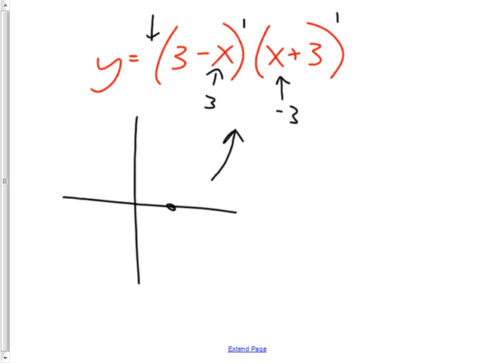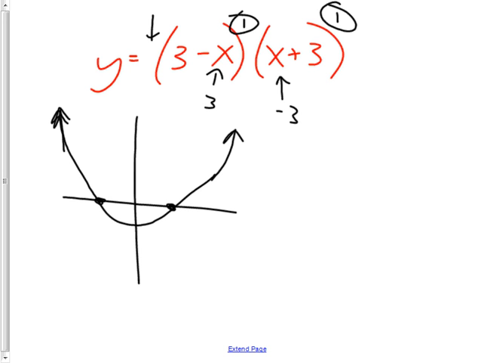3 and negative 3. And now since it's an even one, because it's got a degree of 2, it should be going up here also. So how can I make that work? Well, I can go like this. Doink, doink, doink. There we go.